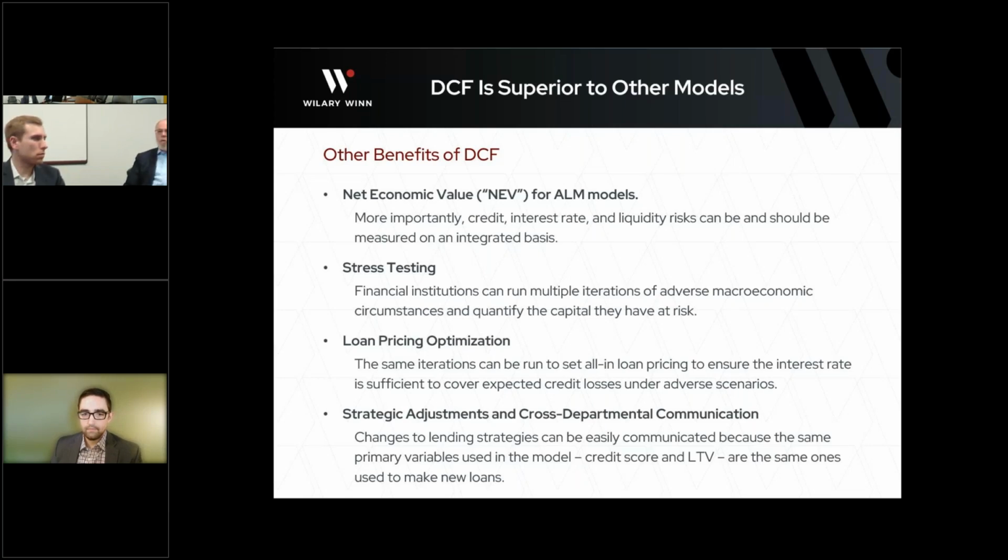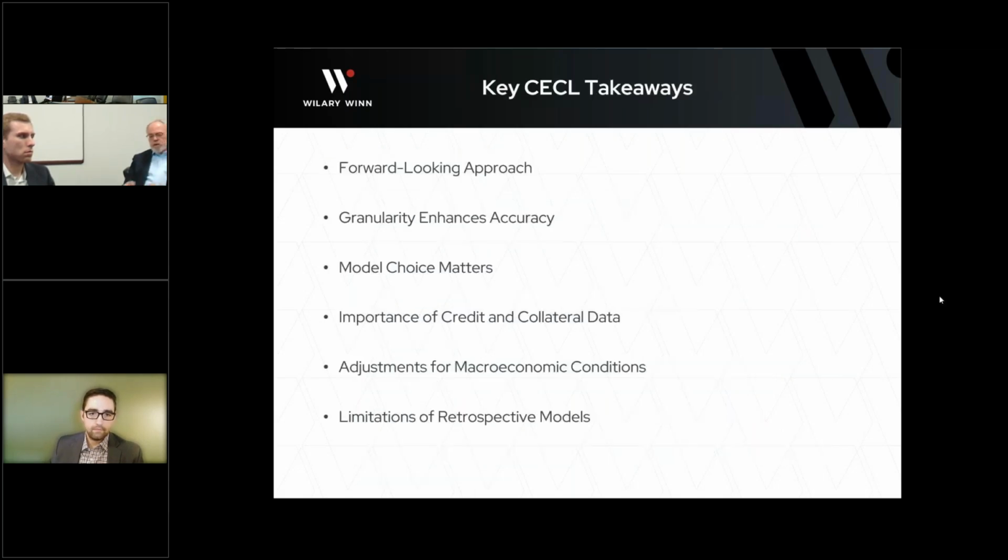I know that we went really deep, and we did that on purpose. As you come away from our seminar today and you want to know more, I'd encourage you to go to our website and look at things in detail. The key CECL takeaways for us are: it is a forward-looking approach, the granularity enhances accuracy, model choice matters, the importance of credit and collateral data, and you have to make adjustments for macroeconomic conditions. There are obviously limitations on retrospective models.